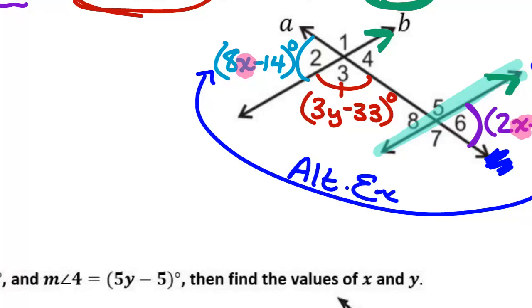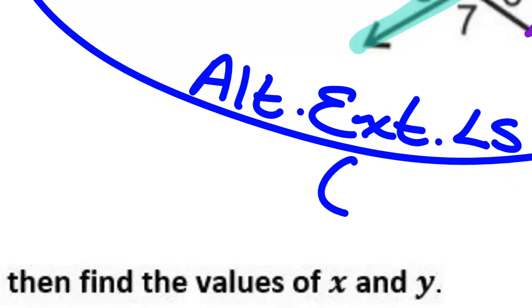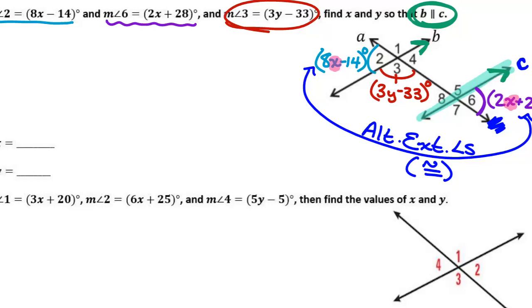So what do we call that angle pair? Alternate exterior angles, yes. And when my lines are parallel, which we want them to be parallel here, what is true about alternate exterior angles? Are they congruent or supplementary? Congruent or supplementary? They are congruent. Both of the alternates, alternate exterior and alternate interior, are congruent angles.